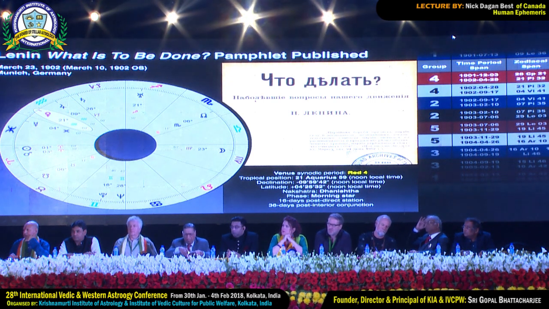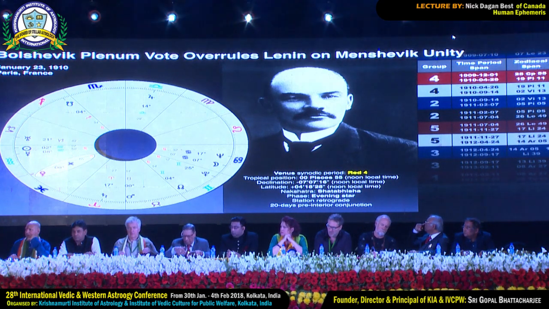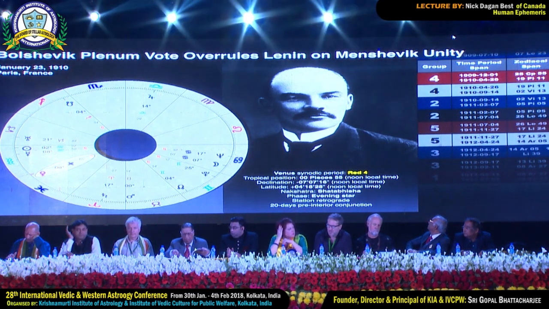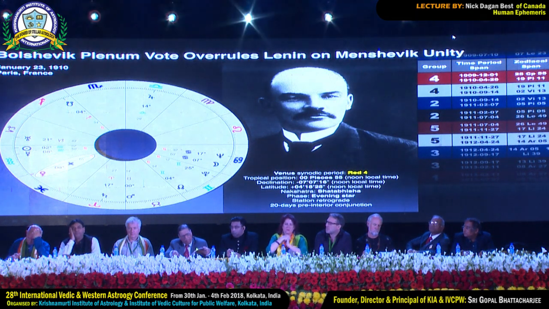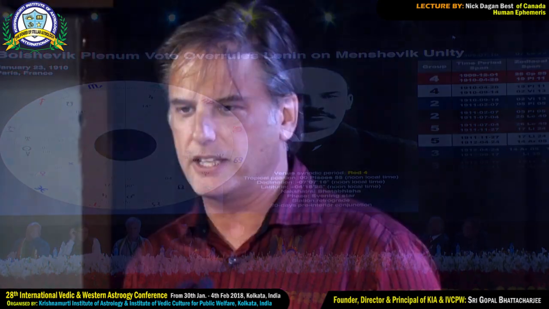Another thing that occurs during Red 4s in Lenin's life is humbling or humiliating situations. He was of course a Bolshevik, and he was fighting with the Menshevik faction. And in 1910, during a Red 4 period, Lenin was ordered to basically make peace with the Mensheviks against his will. Although this quickly fell apart, it was probably the most humbling or humiliating event in Lenin's political life.